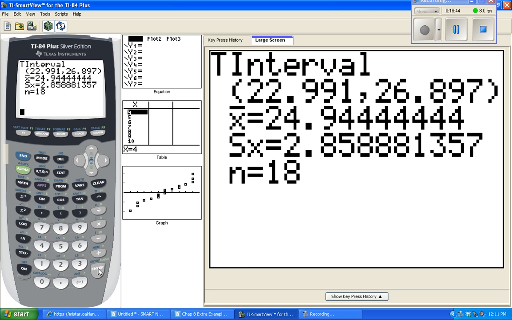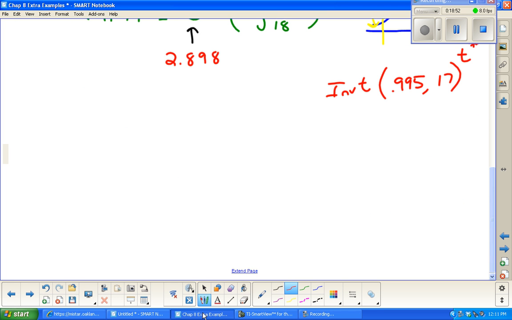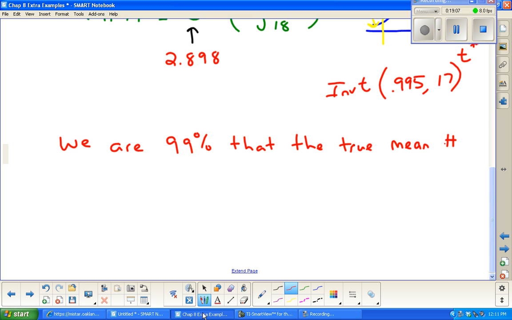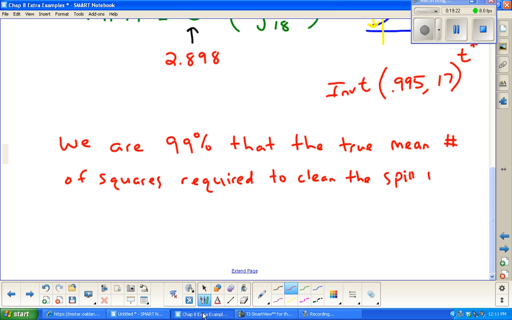Then we just need to finish with a conclusion saying, we are 99% confident. You just want to finish with an interpretation. We are 99% confident that the true mean number of squares required to clean up the spill is between those two numbers we got, 22.987 and 26.89. Again, I might round it a touch differently, but give me your conclusion, and that's that.